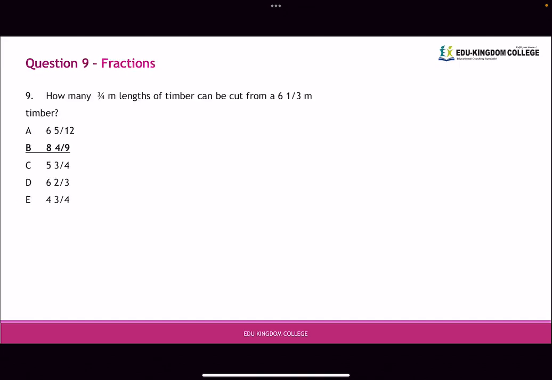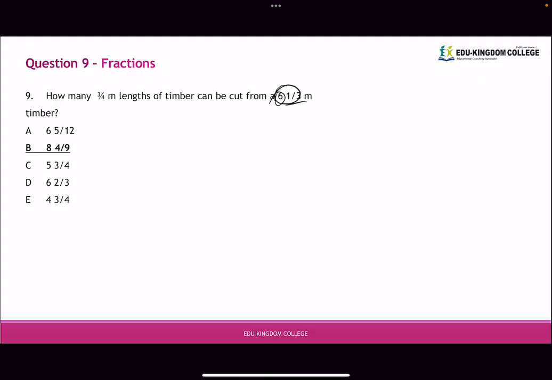Question 9. How many 3 on 4 meter lengths of timber can be cut from a 6 and 1/3 meter timber? So this one's a little bit difficult. There's 2 ways you could have gone about doing it. The way I did it was make this first. I can't remember what it's called actually. Sorry, I've just had a mind blank. Let's just call it a composite fraction, where you have a whole number and a fraction together. Hopefully you guys remember the name.